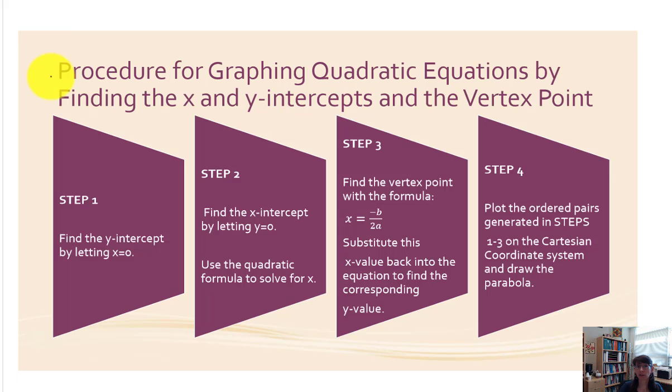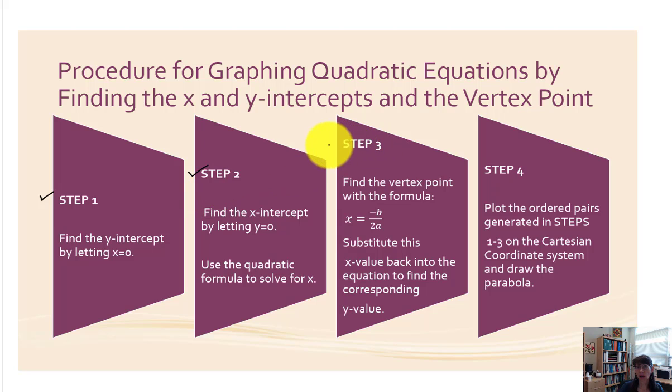The procedure for graphing quadratic equations by finding the x and y intercepts and the vertex point are as follows. For step 1, we're going to find the y-intercept, and we'll have that calculation already. Step 2, we're going to find the x-intercept, so we can plot that.